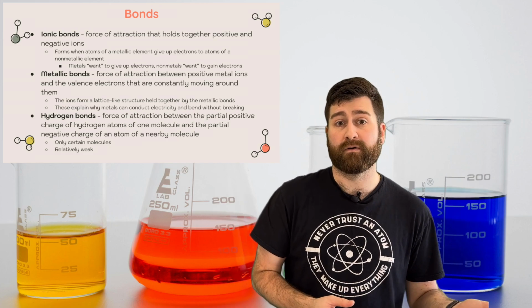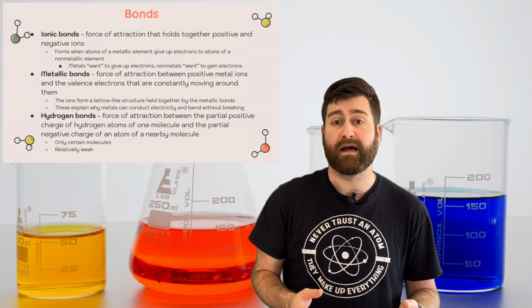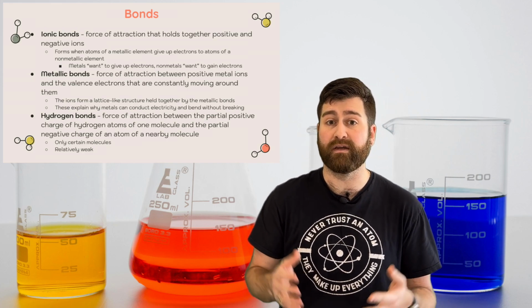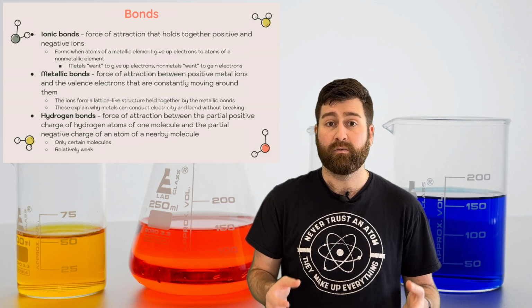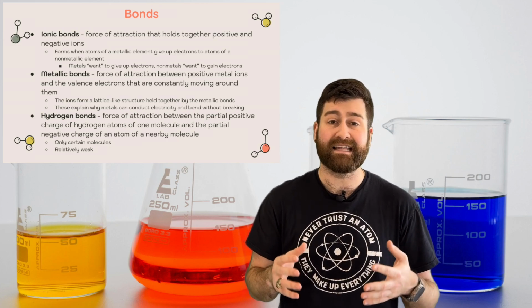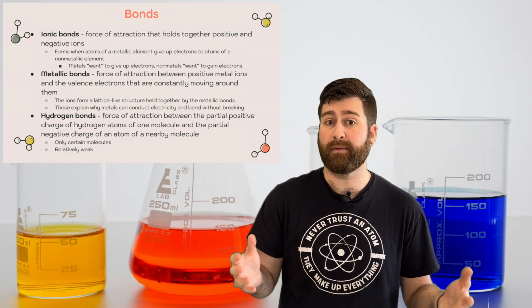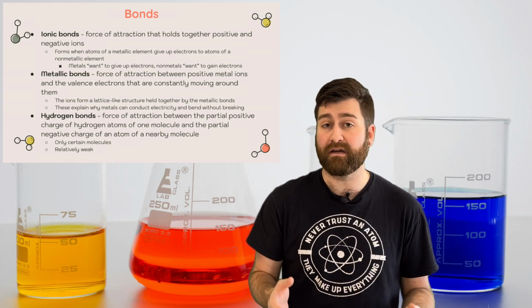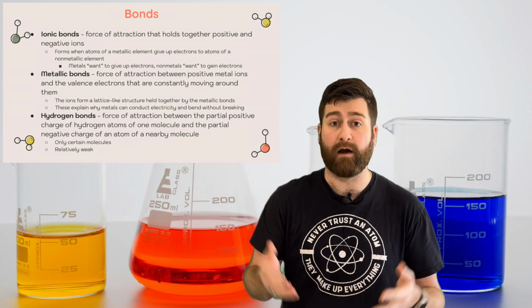While ionic bonds form from metals and nonmetals, metallic bonds form between positive metal ions and the valence electrons that are constantly moving around them. Within these, the ions form a lattice-like structure held together by the metallic bonds. And this lattice-like structure explains why metals can conduct electricity and bend without breaking.